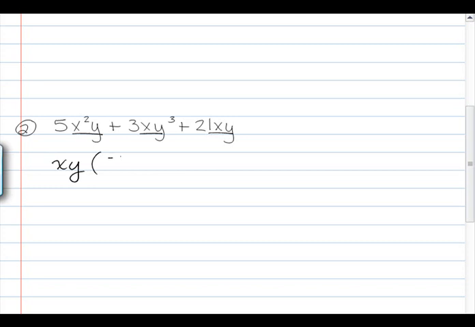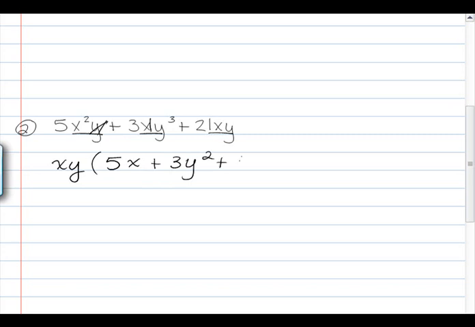Okay, so we still have our 5, and if we're taking away one x and it has 2 from that first term, that means we just have 1 left, but our y would be gone. Plus, same thing here, we're going to keep our 3. If we're taking away one x, that x is gone, but notice we have 3 y's, so when we take away one y, we still have 2 left over.